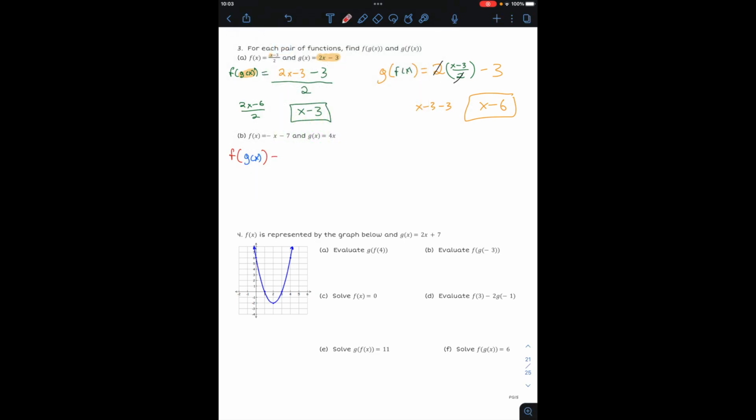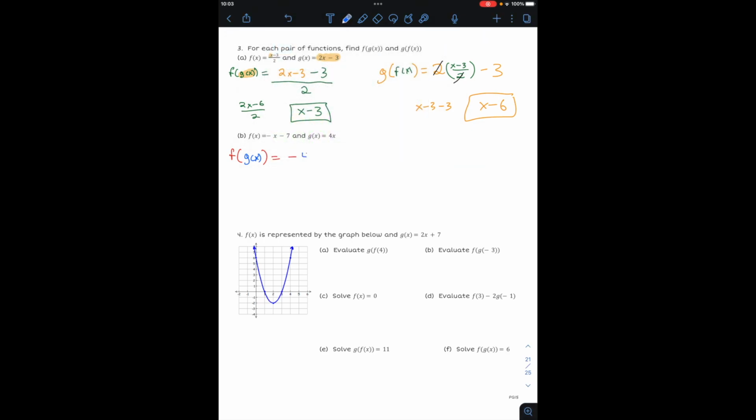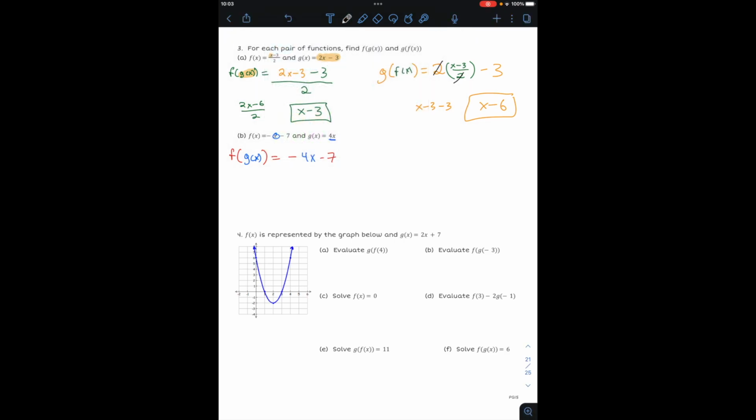Okay, so the f function says take negative your input, and our input this time is the g function. Right, that's what we're putting in here. Negative 4x minus 7. And as far as I can tell, that's all there is to do. There's really nothing else to combine or simplify. So we will say that is done.